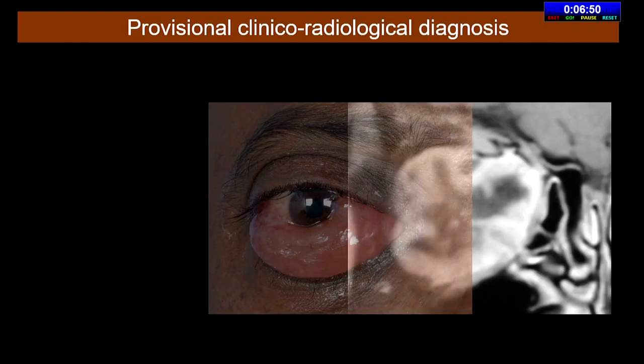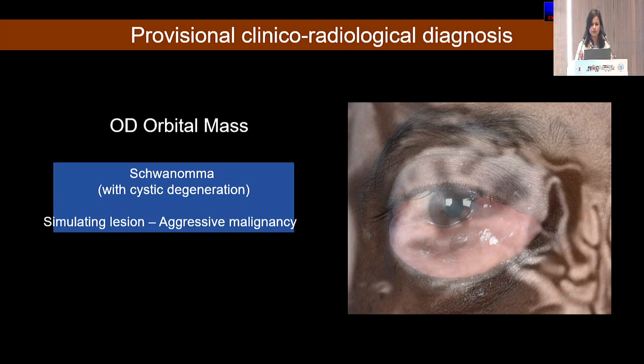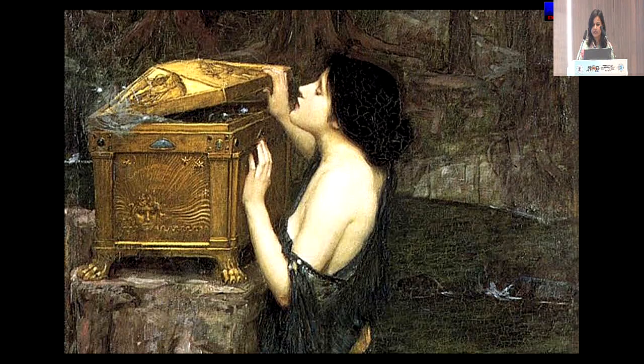So in this case, the provisional clinical radiological diagnosis that we kept in mind was maybe a schwannoma because of the onset and the progression of this case, which was kind of acute and leading to too much inflammation. So we thought maybe it was a neural sheath tumor which underwent a cystic degeneration. And of course, we did keep an aggressive malignancy in mind too. And definitely a biopsy was necessary for diagnosing this case.